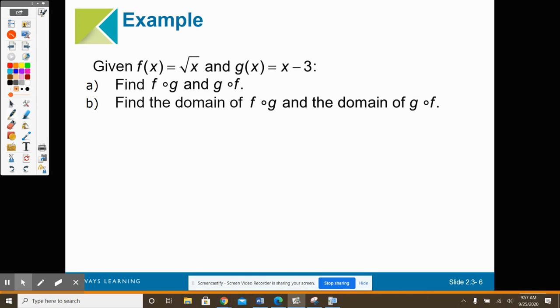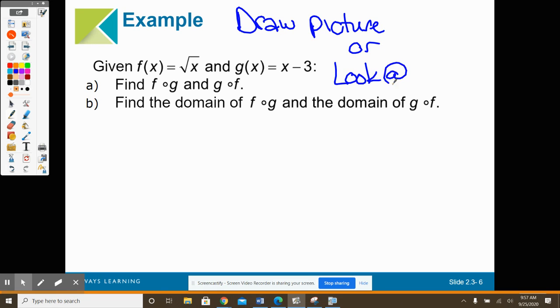Now, domain. So what happens with the domain? First of all, if there's no risks, it's still negative infinity to positive infinity. But when you are dealing with domain and compositions, things do get a little bit tricky. I like to draw a picture, or you can actually just solve the math and then look at the new equation if you want. Okay, so those are your options.